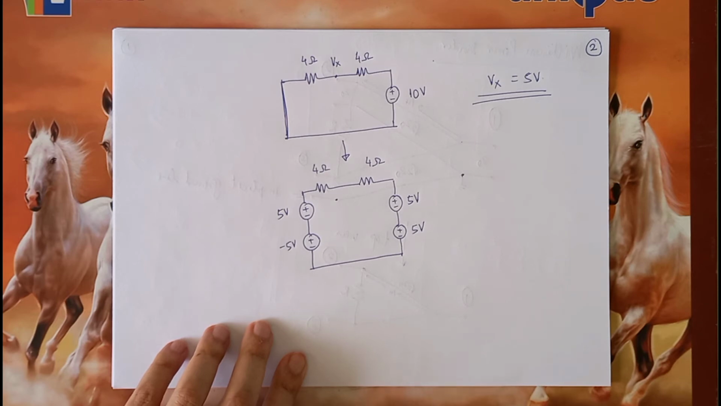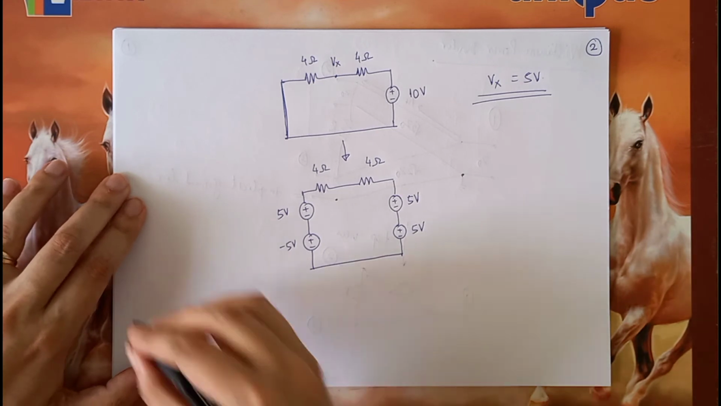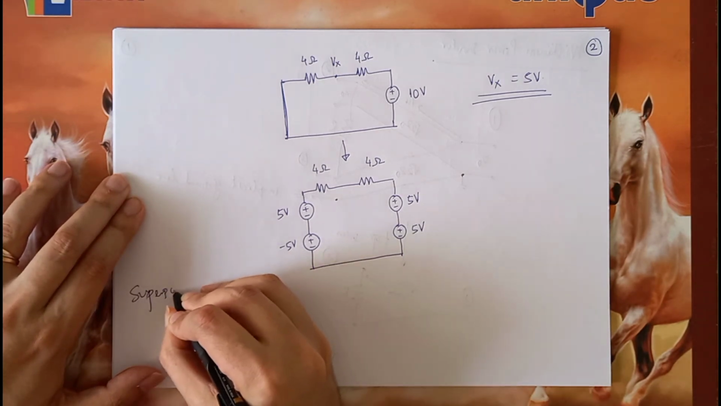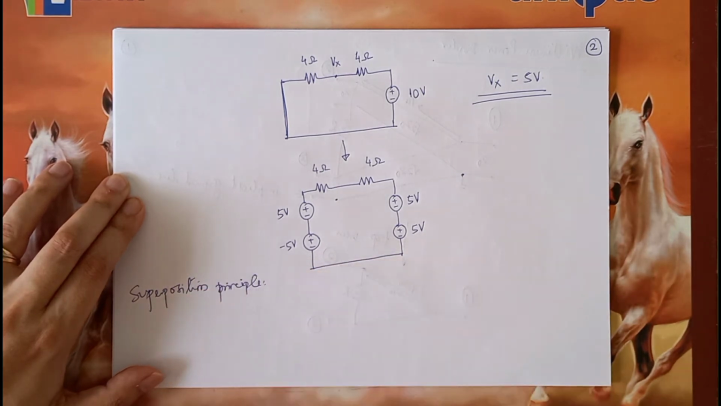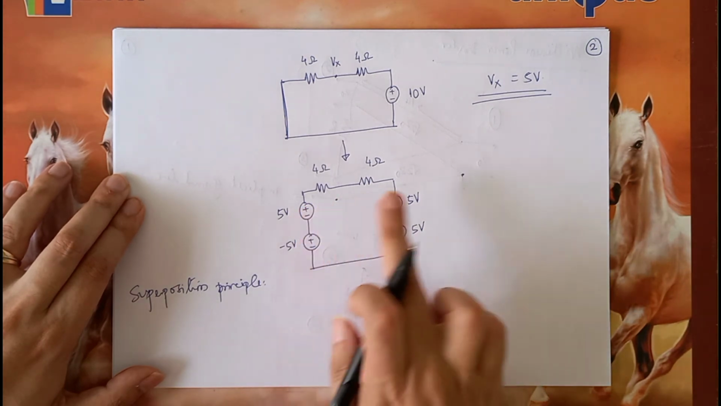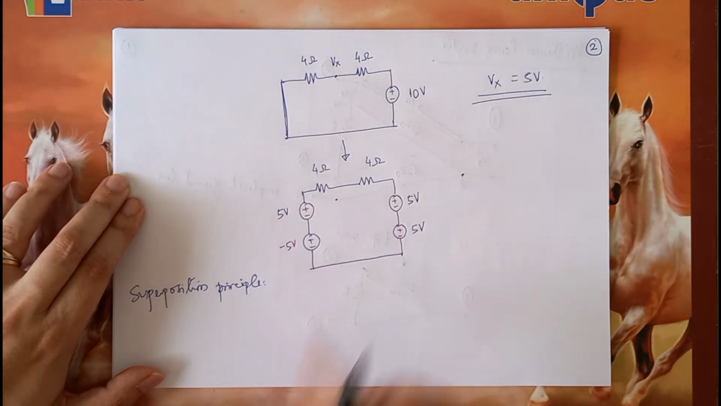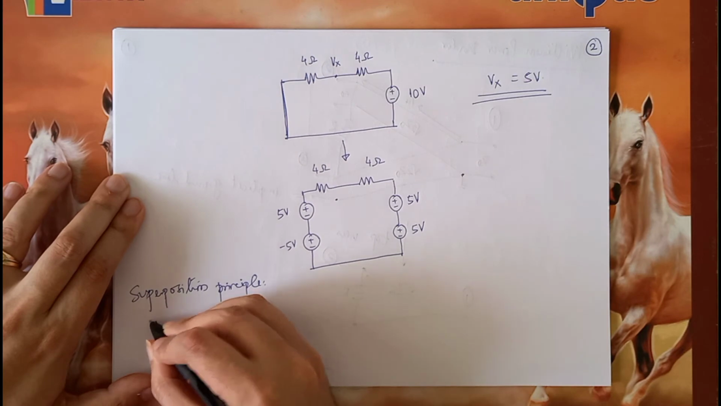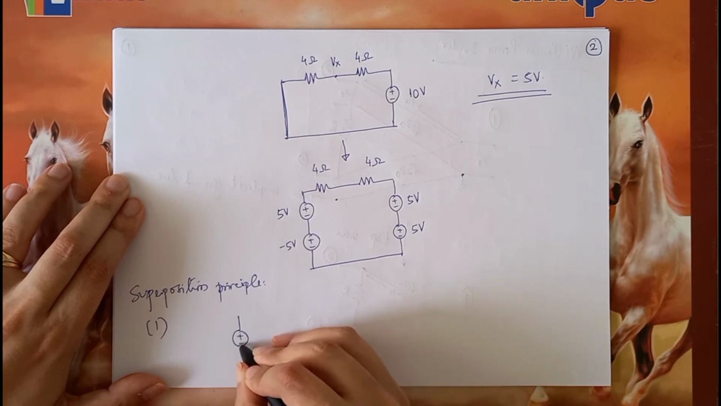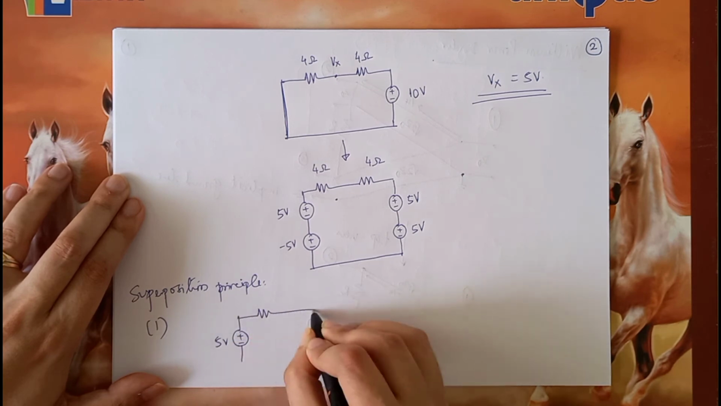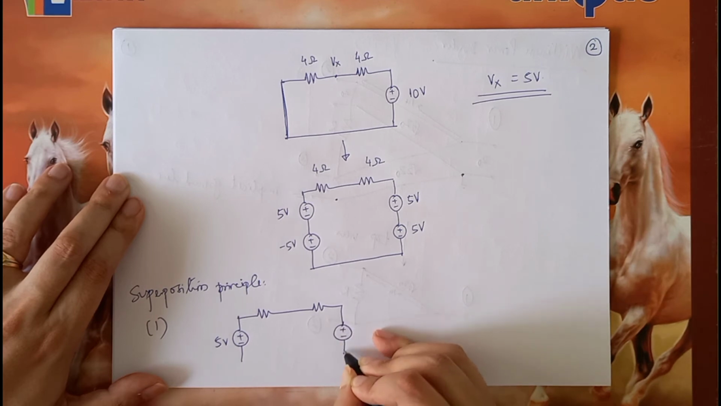So therefore, what we will now do is we will apply the superposition principle. That is, the superposition principle is something that we already know. So what we will first do is that we will look at the two 5 volt sources on either side and deactivate the remaining sources. So step 1 is we will consider these two 5 volt sources. That is like saying I have a 5 volt over here, the two resistors, and another 5 volt over here.